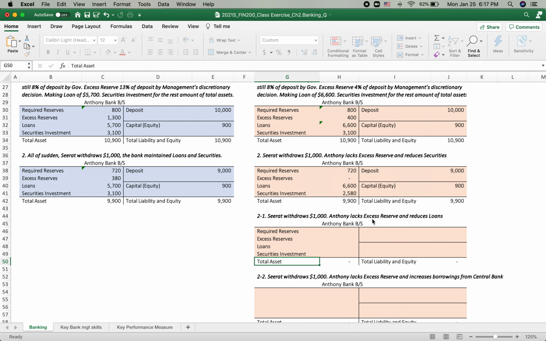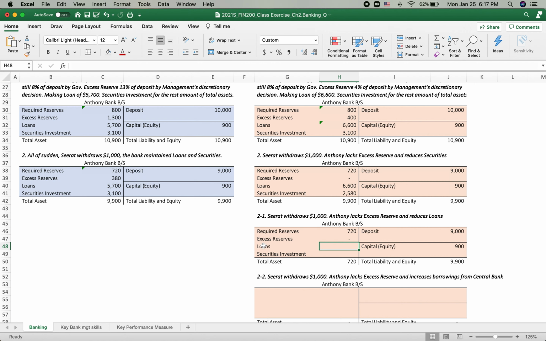Then deposit and capital. I just want to type it down. Okay, this deposit, and then capital, equity. Okay, the same situation, 9,900. Then required reserve is 720. Then the excess reserve is 0 because 400 is very low.